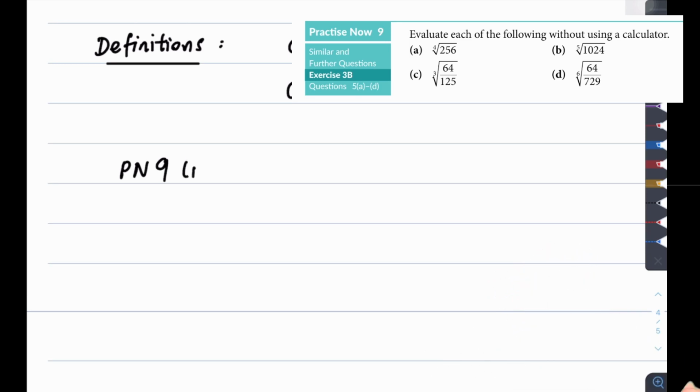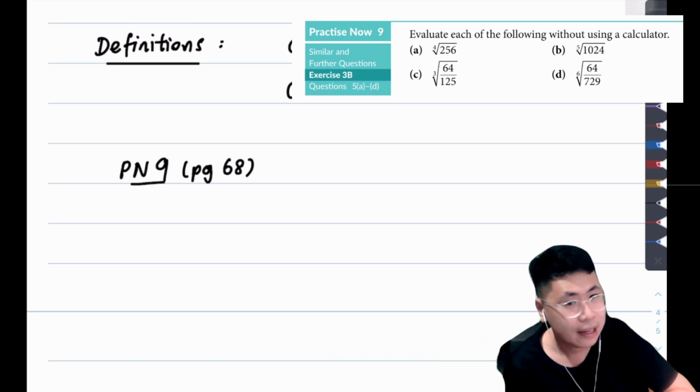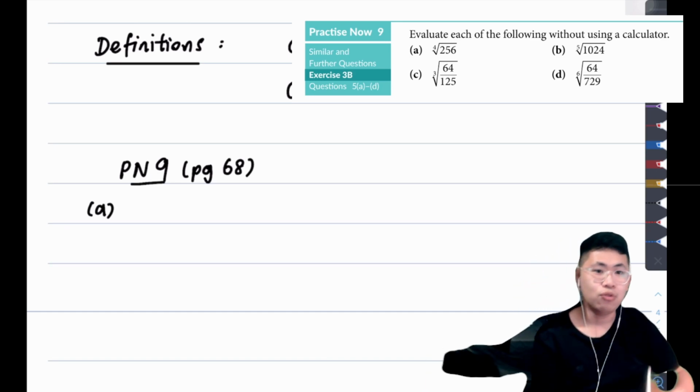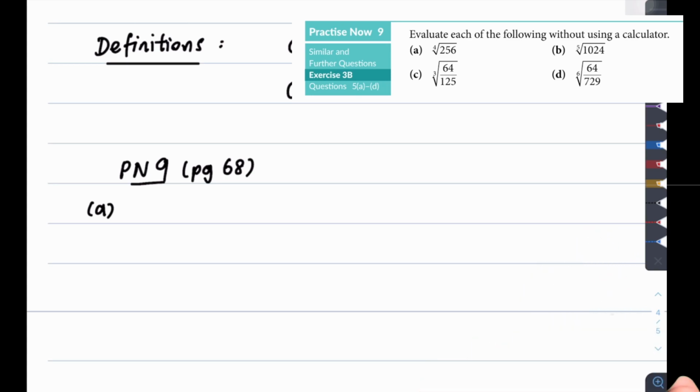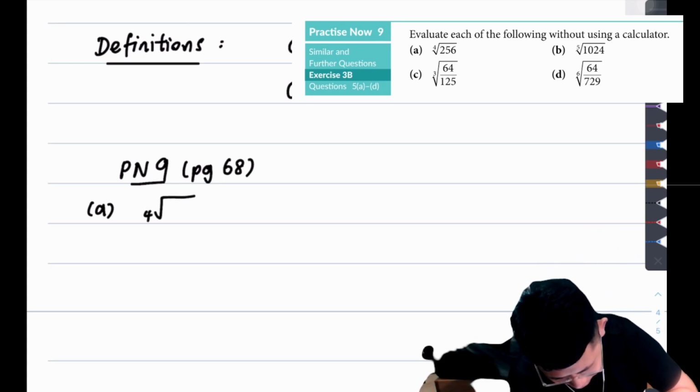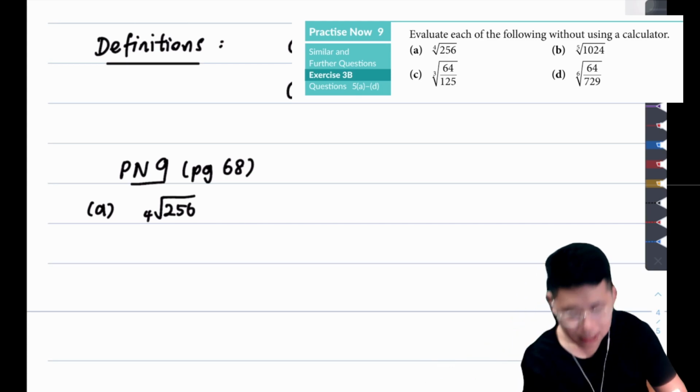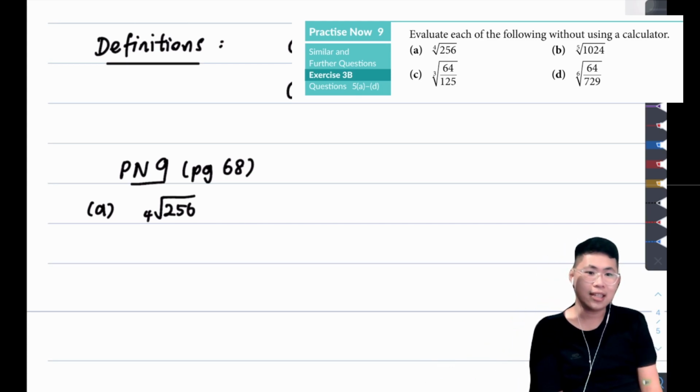Okay, and this is on page 68. Alright, let's take a look at number A. We have 256 to the 4th root. Now, we can do this in two ways.